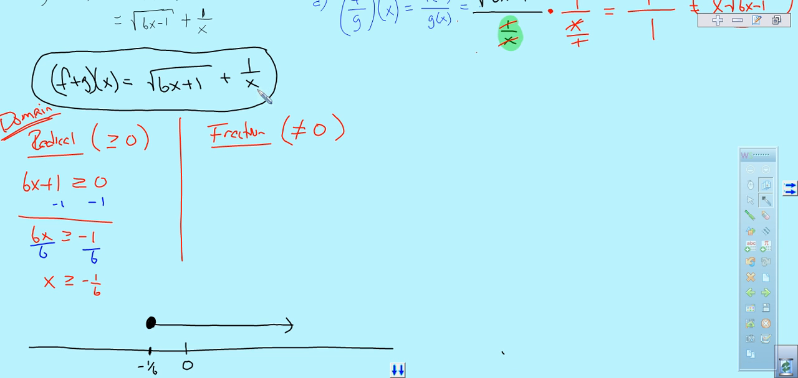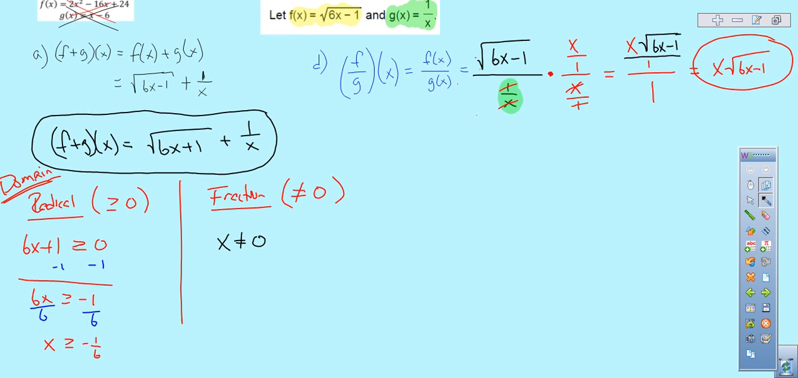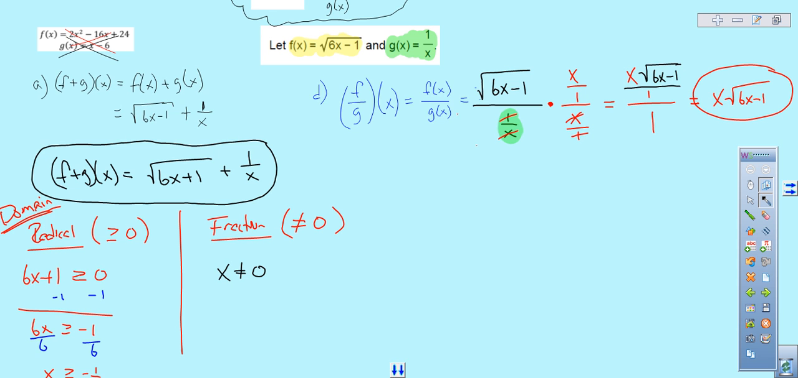We go to the next guy right here, and we look at our denominator. We take the denominator, which is x, and we say x cannot be equal to 0. Oh, I just noticed something. Sorry, let me back up for 1 second. I wrote down the wrong equation right here.